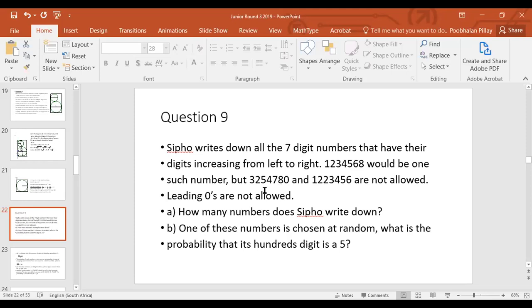But this one here is not acceptable because it's not increasing. And this too is not increasing. We should have said they are distinct numbers. And leading zeros are not allowed. Obviously, it's a 7-digit number, you can't have a 0 in front. The question is, how many numbers does SIPO write down? He writes down the whole lot, all of them. So how many does he write?